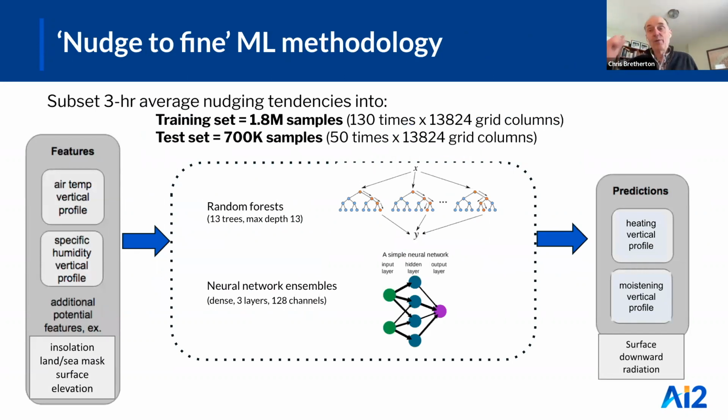When we did this, we were upping our game slightly in terms of machine learning. So in addition to random forests, we used shallow neural nets for this, or moderately shallow neural nets. And in addition to learning profiles of the temperature and moisture changes from the nudging, we also machine learned the surface downward radiation, because this helps the land surface to not drift as well.